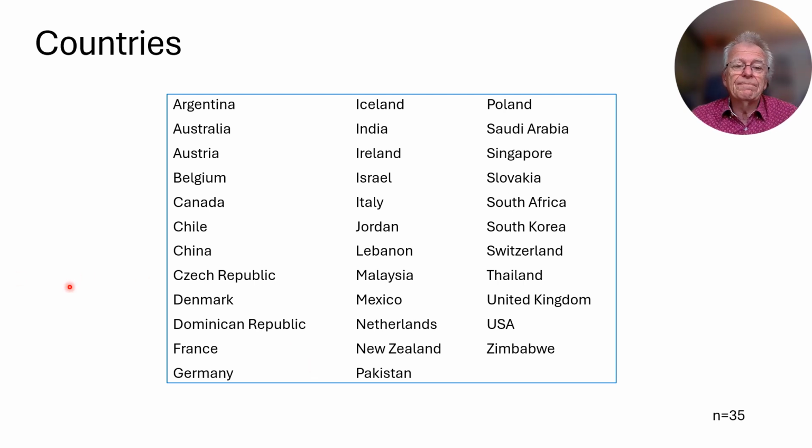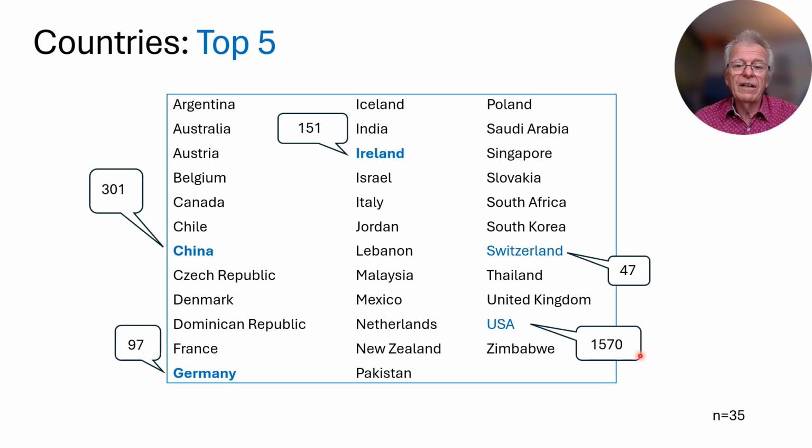Here are the 35 countries, but not all countries sequence and report to the same extent. The top 5 were America with 1,570. China was about a fifth of that. Ireland was half of that again. Germany was less than Ireland, and then half of Germany's numbers were Switzerland. So those are your top 5. So it is skewed. I tried worldwide the best I can, but it is a skewed sample.